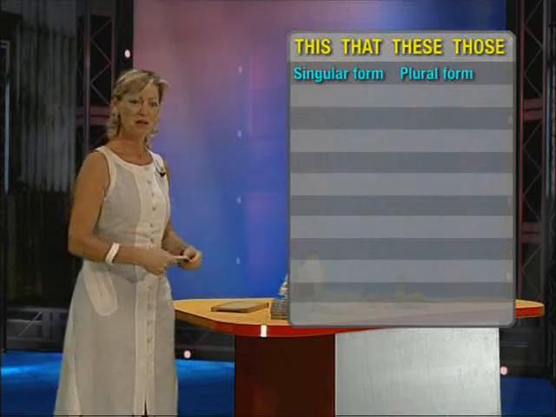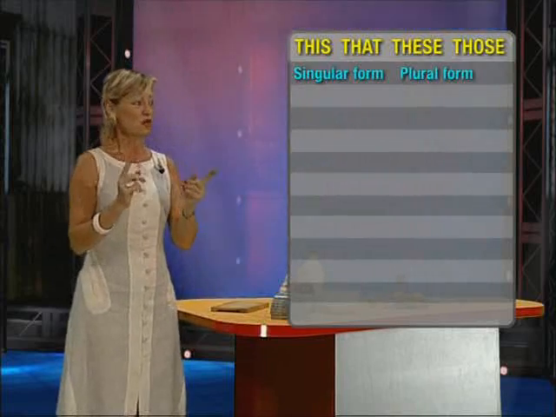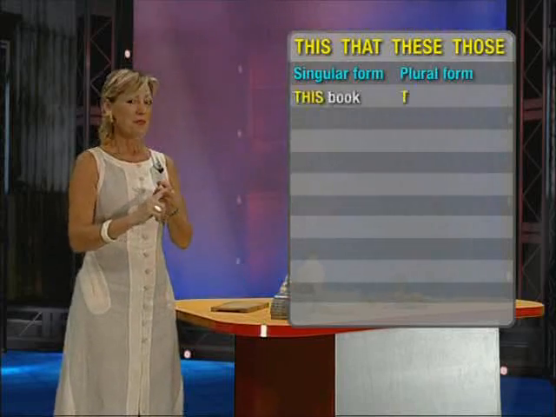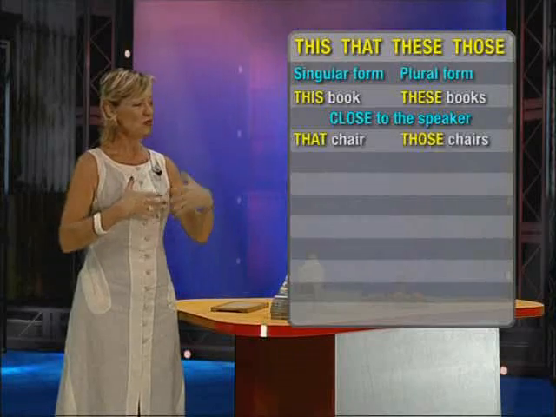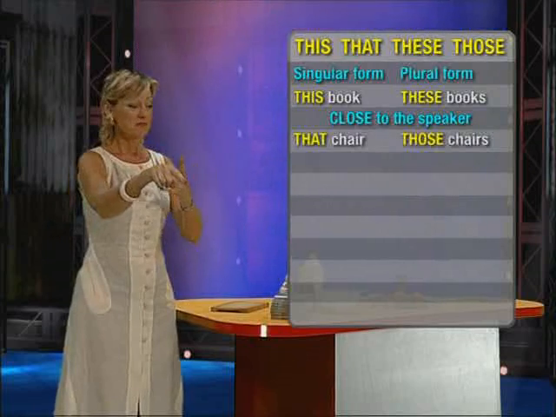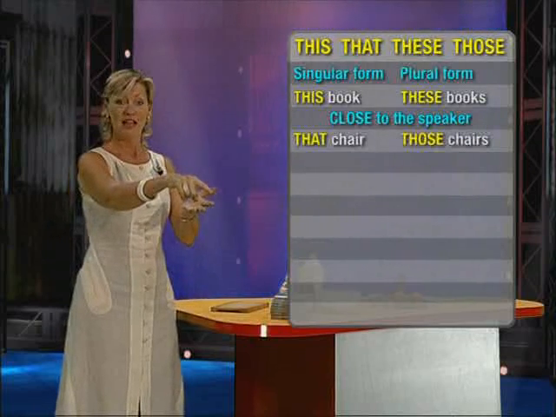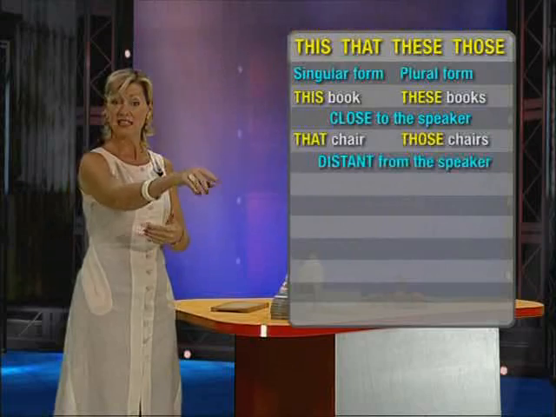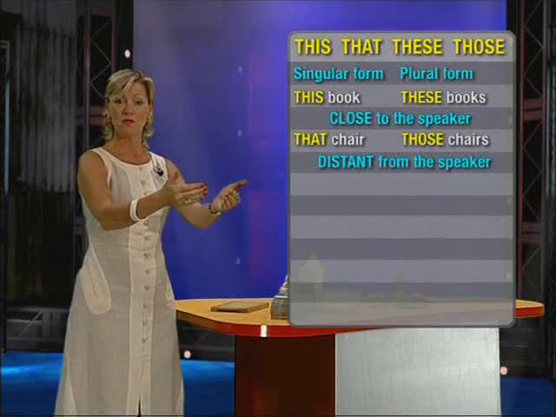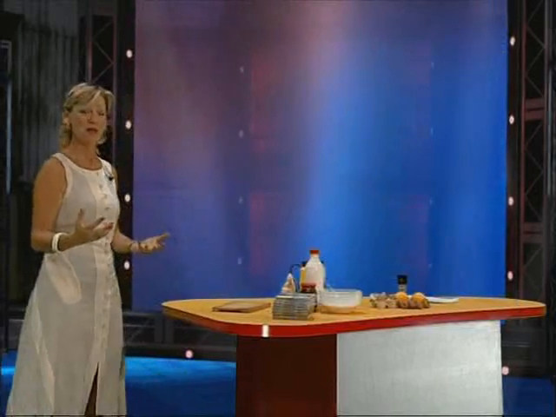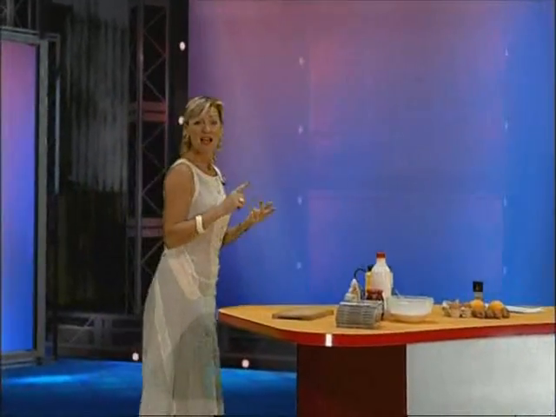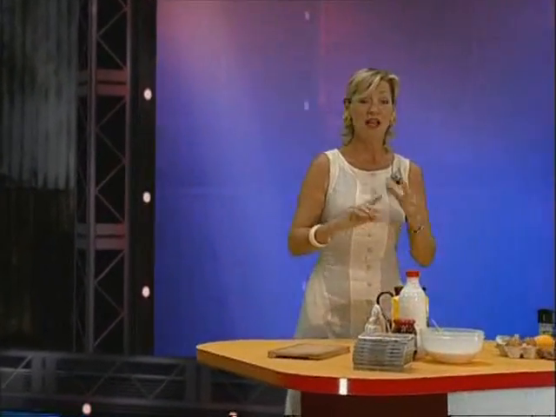Let's see that on the screen. So this book, plural, these books when they're close to you, and that chair, for example, and those chairs when they're distant from you. That's a big lesson, hey? There's a lot to remember. So we have some and any, countable and uncountable, this, that, these, those.